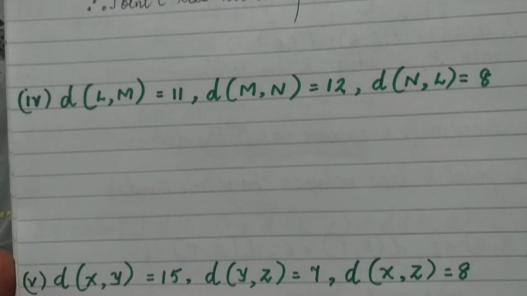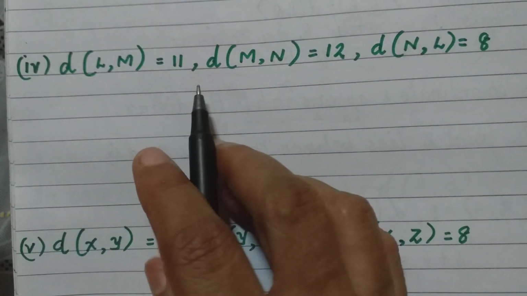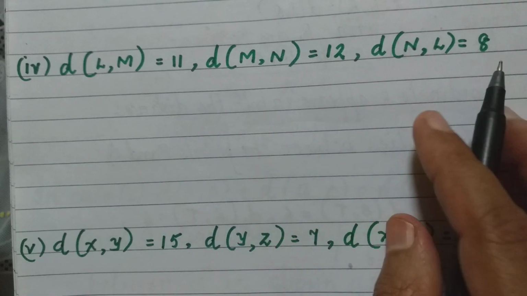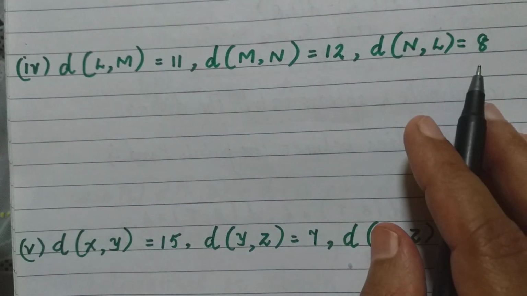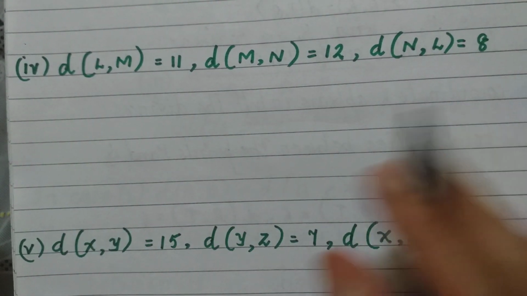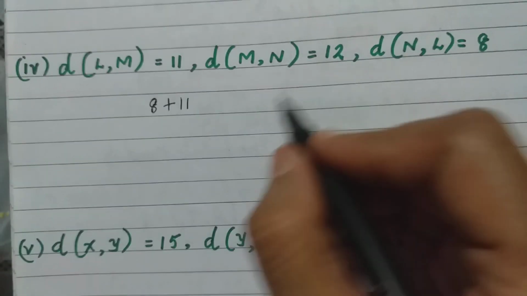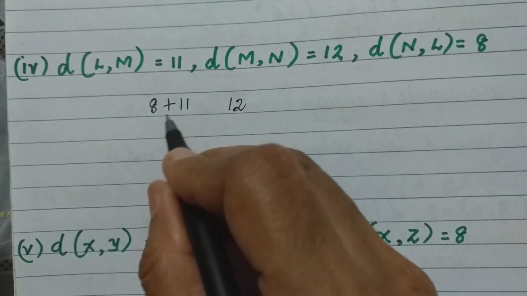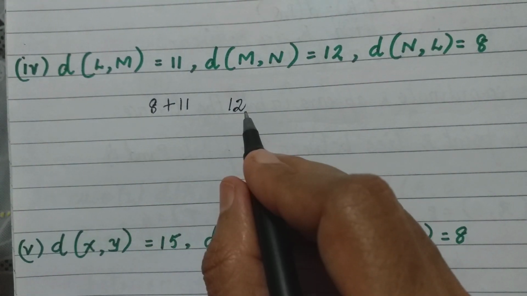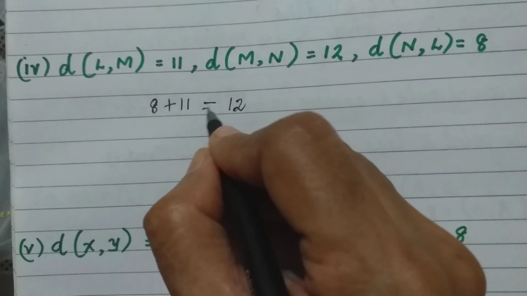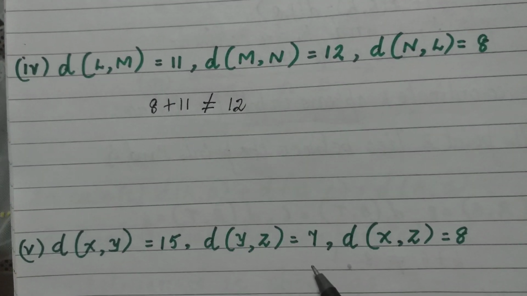Going to the fourth sub question, we have the distances 11, 12 and 8. Which are the smaller distances? 8 and 11. So 8 plus 11, what is the bigger distance? It is 12. 8 plus 11 is 19. Is it equal to 12? No. So it is not equal to 12.